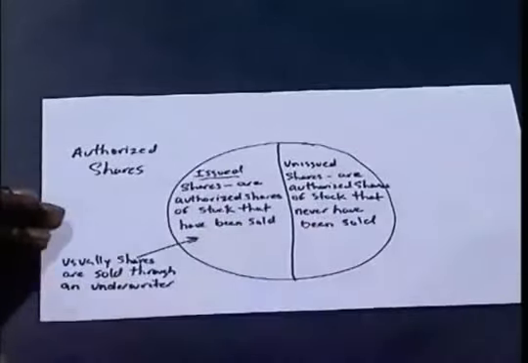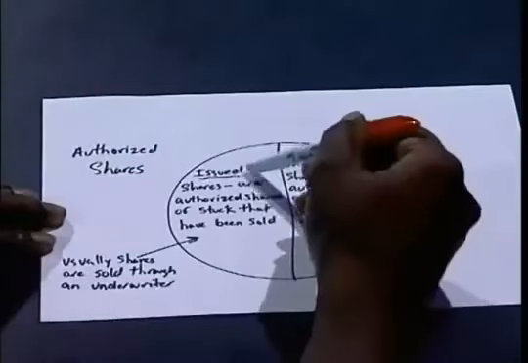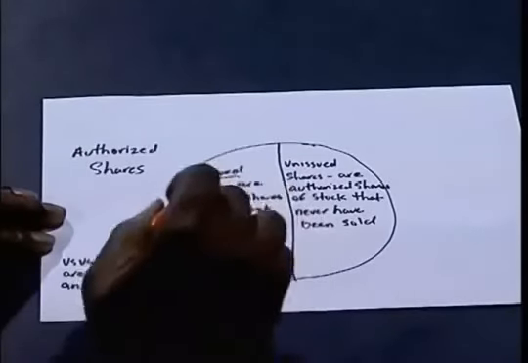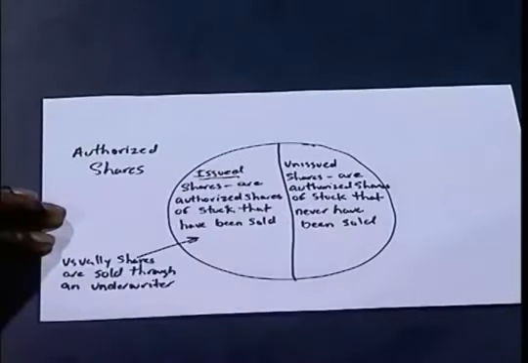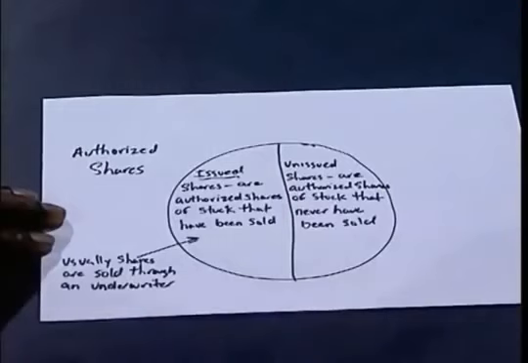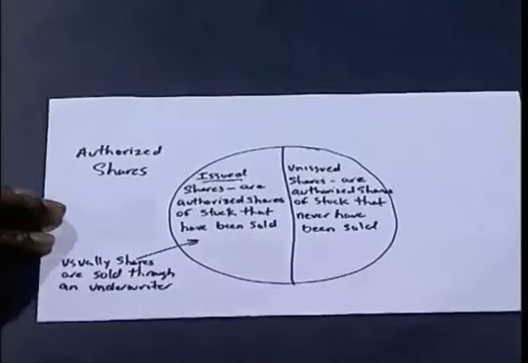Back to authorized shares again. Authorized shares is the total number of shares that can be sold. Now, once you sell the shares, they become issued. So issued shares are authorized shares of stock that have been sold. Unissued shares are authorized shares of stock that have never been sold. Usually shares are sold through an underwriter.